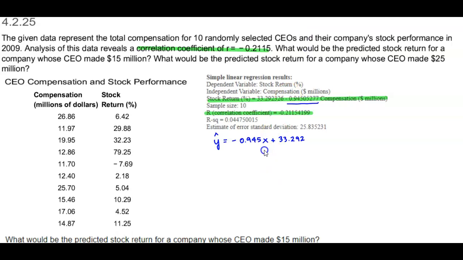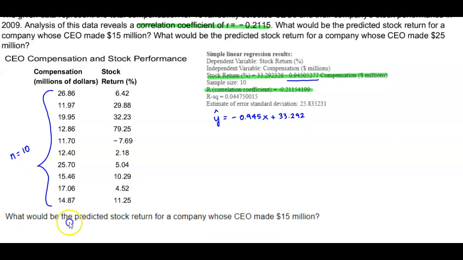Now, are we going to use this equation or not? That is the question. In order for us to figure that out, we need to compare this correlation coefficient with our critical value. So how many total ordered pairs do we have here? Well, we have 10, so we know that n is going to equal 10. That is information we need to find out first. It's asking what would be the predicted stock return for a company whose CEO made $15 million.